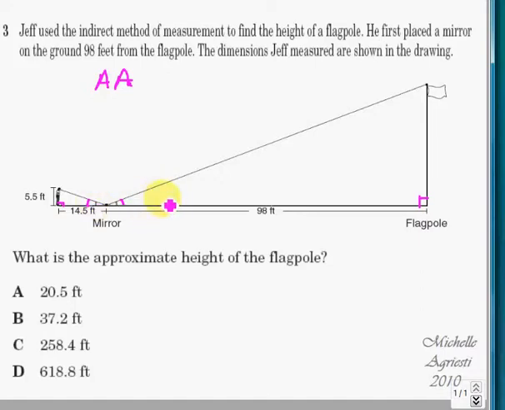And if they're similar, then their sides are proportional. What we want to find out is, what is the approximate height of the flagpole? So this is what we're looking for here, the height of the flagpole.